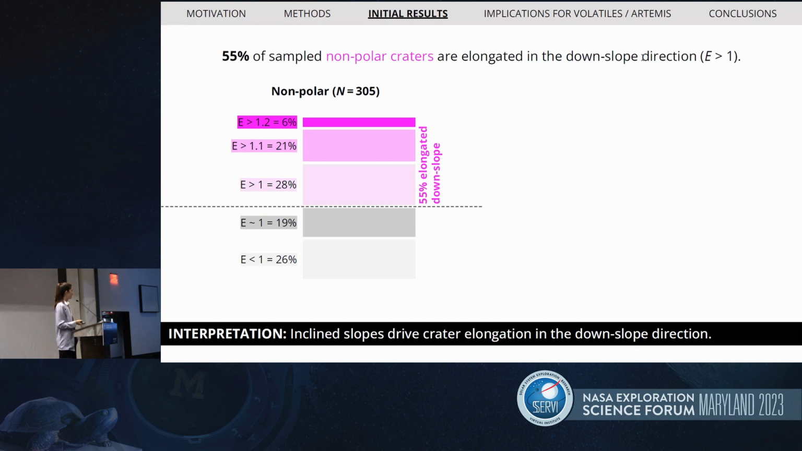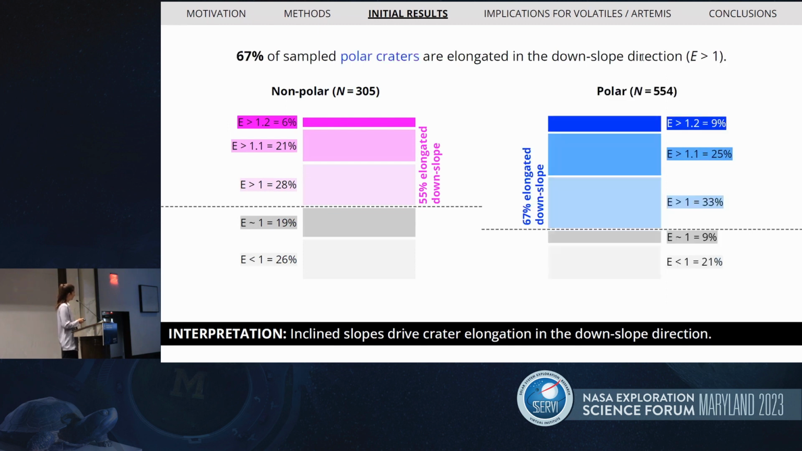We're also looking at the distribution of elongated craters in both the nonpolar and polar populations. For the nonpolar, for the dry craters, we find that 55% of the sampled craters are elongated in the downslope direction. This is important because it underlines that target topography has an important role in the final shapes of craters, even in nonpolar terrains. But we do find that at polar terrains, the percentage of craters that are elongated is slightly higher. Specifically, 67% of the sampled polar craters are elongated in the downslope direction. So again, maybe this is telling you something about the role that really cold regolith or potentially volatiles has in affecting run-out distances or final crater shapes.